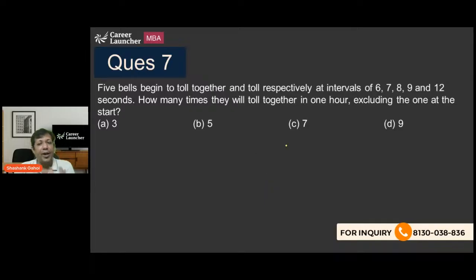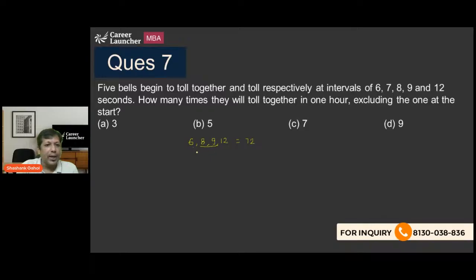So basically, after how much time are they going to toll together? Okay, so I'm going to take the LCM of 6, 7, 8, 9, 12. How am I going to take the LCM very quickly? I'm just leaving 7 for now. 6, 8, 9 and 12: the LCM of 8 and 9 becomes 72. Right, 6 is a factor of 72, 12 is a factor of 72. So the LCM of all these numbers becomes 72.